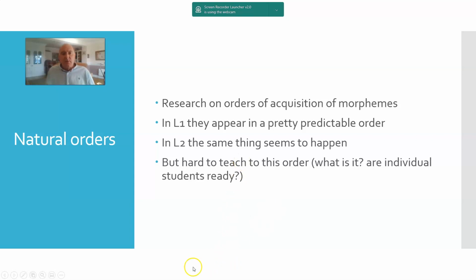Natural orders, I mentioned, so a bit more about that then. This is the research that was done on the orders of acquisition of morphemes. So it seems predictable in L1, and L2 seems to happen as well. Of course, you might be tempted to think, if we knew that order, could we teach to it? Could we marry it with the student's readiness? Well, that's pretty hard to do, partly because we don't know precisely what these orders are, and secondly, every student is different, and they're proceeding at a different pace. They all have at any one point their own version of the second language, their interlanguage as it's called. So in practice, it's pretty hard to try and teach to the natural order.